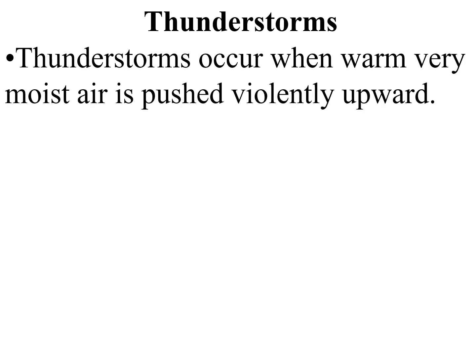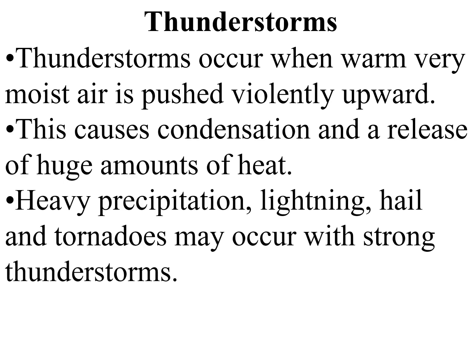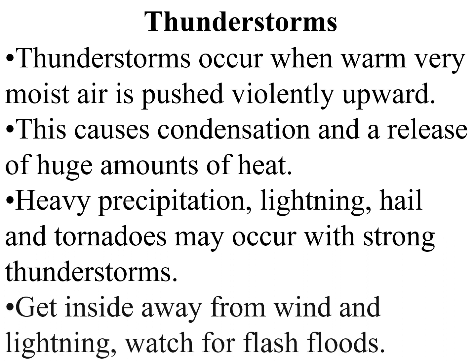Thunderstorms occur when very warm, moist air is pushed violently upward. Now, when does that happen? That's a cold front. That's when you throw the air up very violently. This causes condensation and a release of huge amounts of heat. So, what do you get? You get heavy precipitation, lightning, hail, and tornadoes may occur with strong thunderstorms.